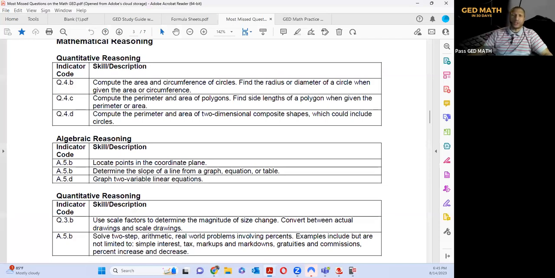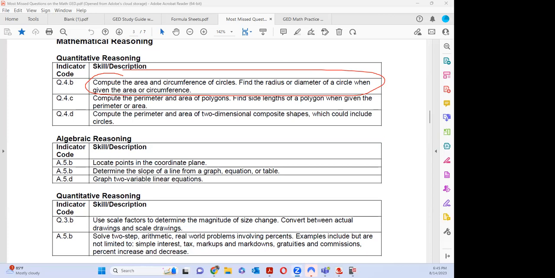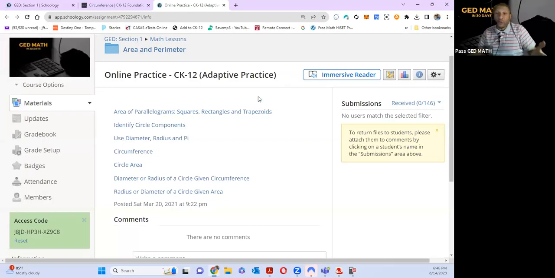Look at the most missed question. Look at this right here. Compute the area and circumference of circles. Find the radius or diameter of a circle when given the area or circumference. So this is one of the most missed questions I give you in Schoology. So let's go to circumference.